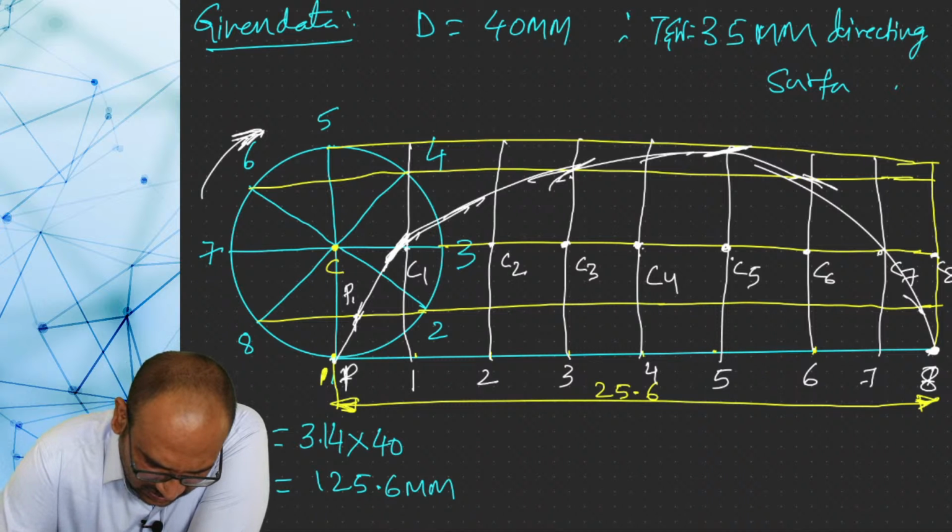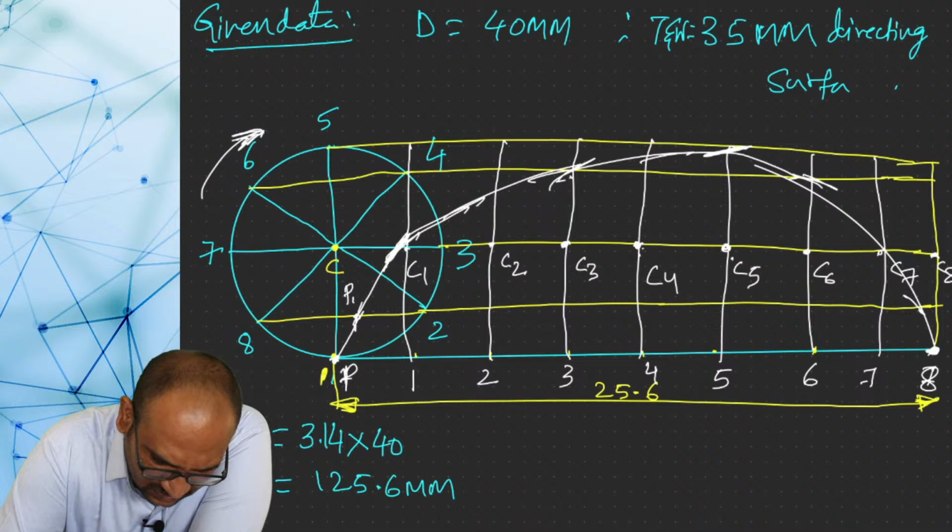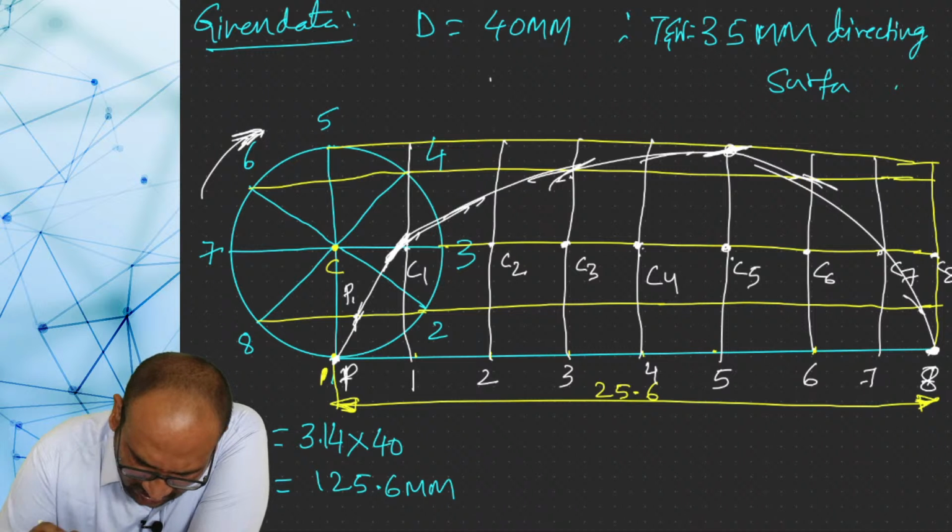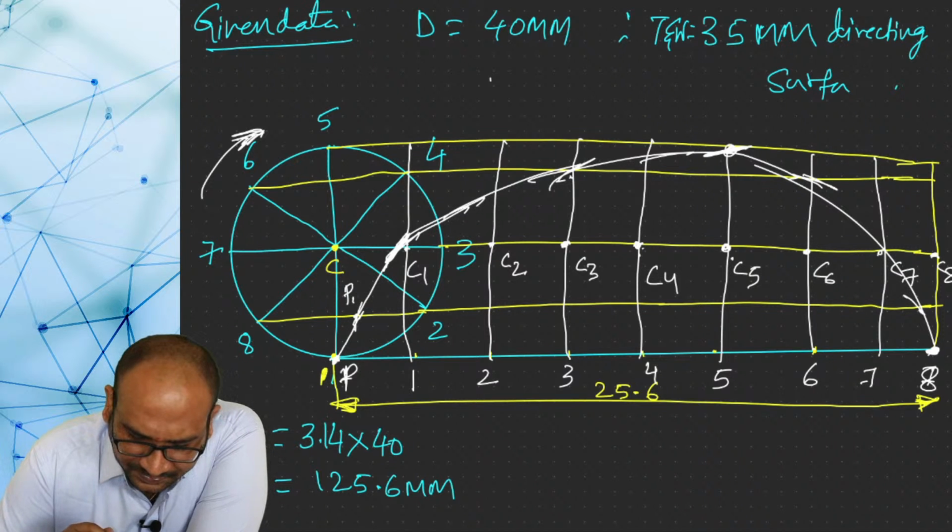So this is the starting point of the curve. This is the half revolution. And this is the complete revolution. So this is the cycloid curve.